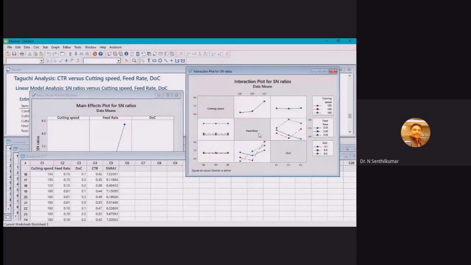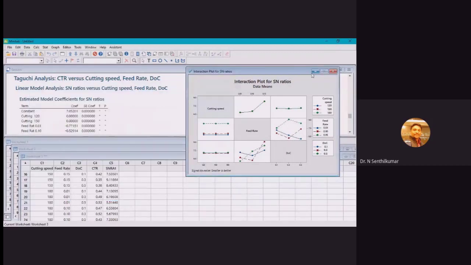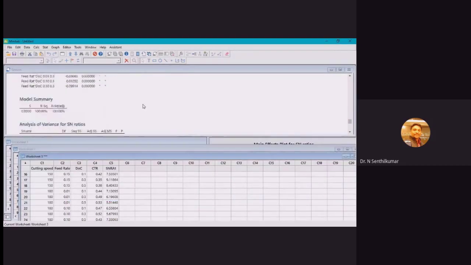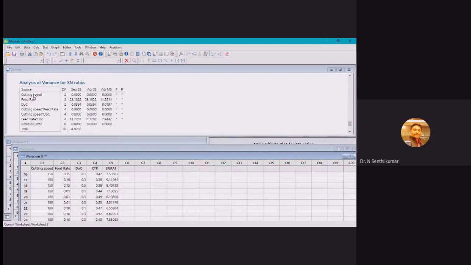So this is the interaction plot. You can say there is no interaction between cutting speed and feed rate, and cutting speed and depth of cut. Only between feed rate and depth of cut you are going to have the interaction. So this is the main effects plot. Now in the ANOVA also you can see the interaction.